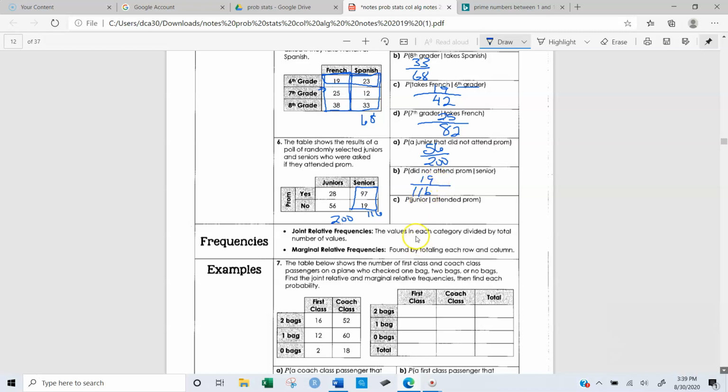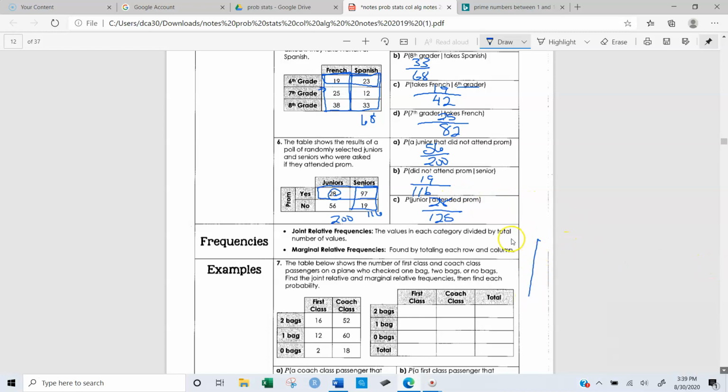Did not attend prom. Okay, this one here's attend prom. So now you're going this way. You're adding these up. So 97 and 28 should have got 125. So we have 125 that did attend prom. Out of those, 28 were juniors. Did you do a good job?